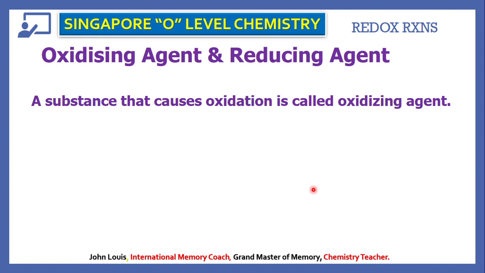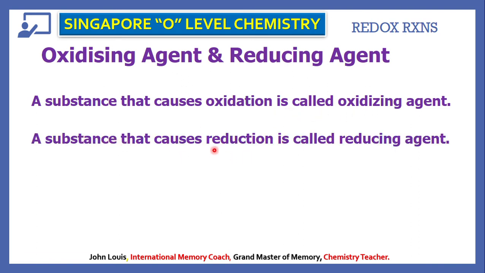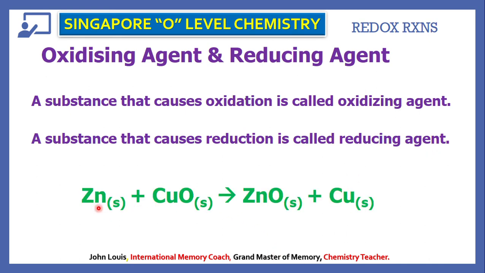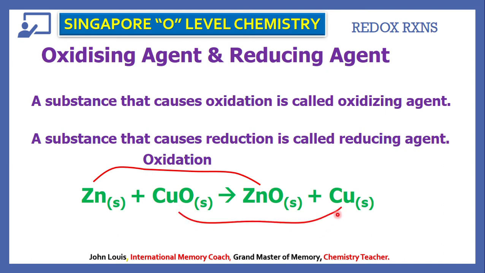Okay, so now what is an oxidizing agent and a reducing agent? A substance that causes oxidation is called an oxidizing agent. A substance that causes reduction is called a reducing agent. Again, we take the same example: zinc plus copper 2 oxide gives zinc oxide plus copper. We have already learned zinc is oxidized to zinc oxide, copper 2 oxide is reduced to copper. This already we have learned.